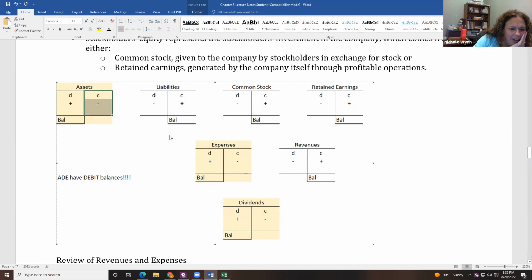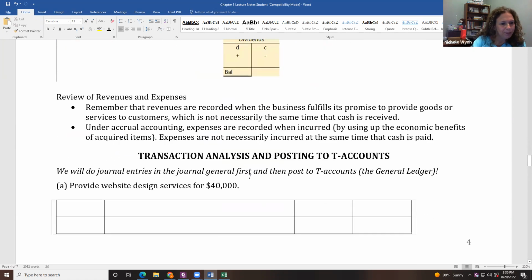So ADE have debits, and then last in chapter 2, we only looked at these 3 T accounts, just assets, liabilities, and common stock. And now we're going to look at revenues and expenses. We're only going to add these 2 accounts to the journal entries we're doing. We are not going to do any journal entries with retained earnings and dividends till chapter 4. Again, next week is chapter 4, and it's only chapter 4, so it'll be an easier week.